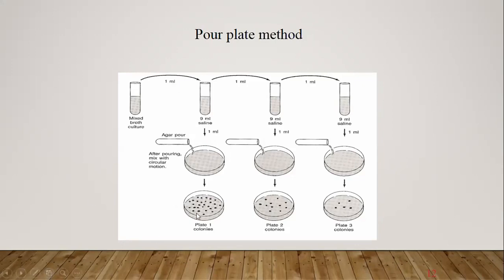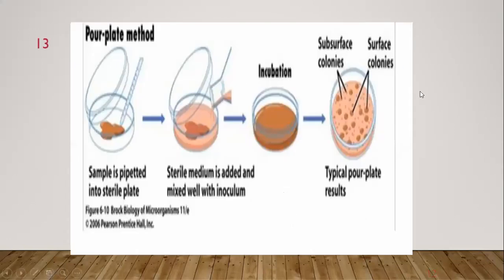After incubation, you can see that as the dilution factor increases, the number of colonies decreases, and we get more and more isolated colonies. Here you can see a large number of colonies because the dilution factor is low. Here you can see very few colonies, and here only a few colonies are growing. So this is the second method, the pour plate method. Next is another image of the pour plate method.